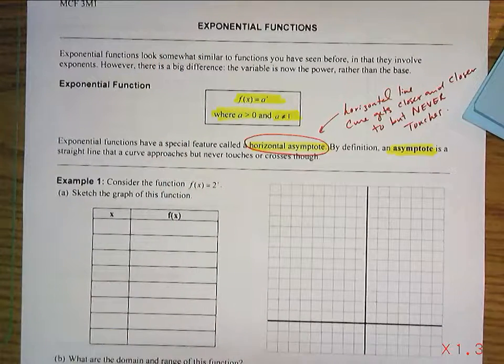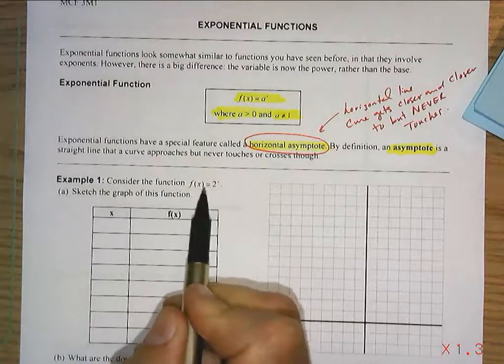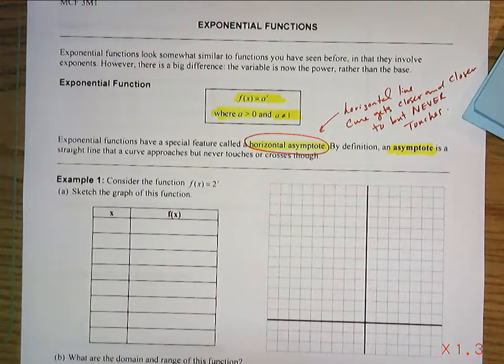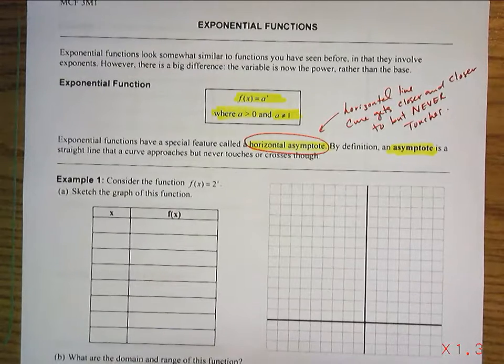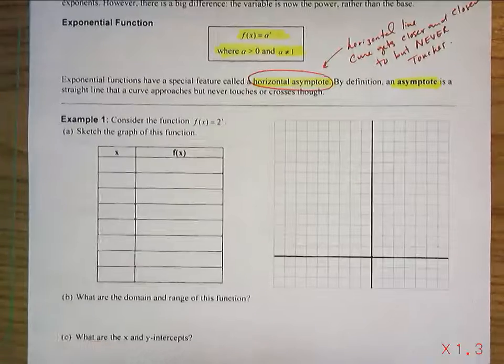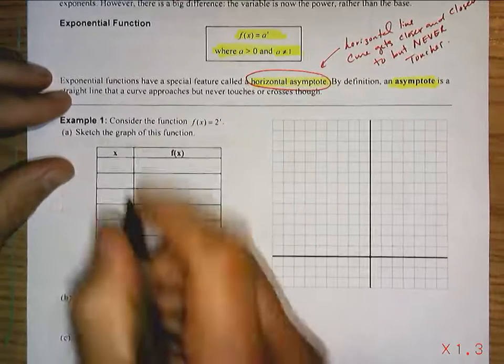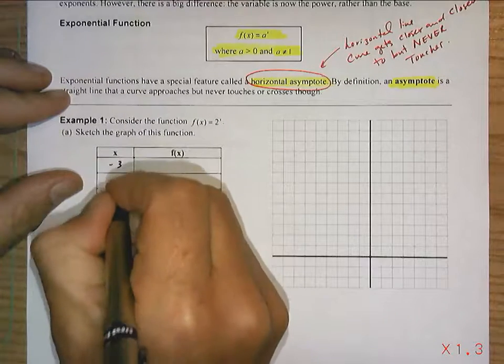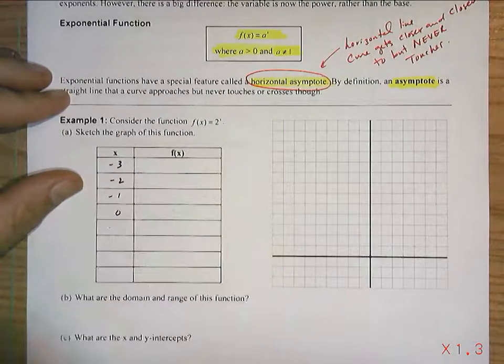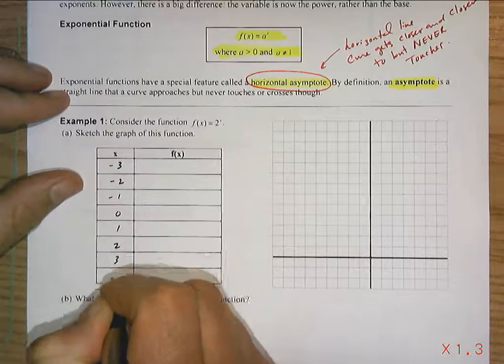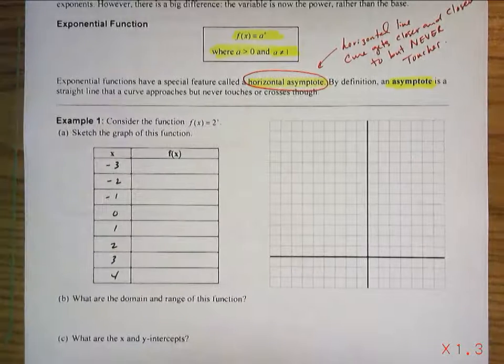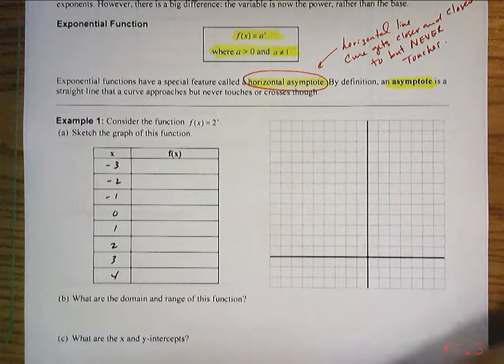Okay, so let's take a look. Let's consider the function f of x equals 2 to the x. Let's sketch this. We're going to sketch it using the very basic understanding that we know, and that's a table of values. So we're going to choose some values of x here. Let's choose -3, -2, -1, 0, 1, 2, 3, 4. I just came up with those. They seemed like good values to use. I could have used any values I wanted, but I chose those ones.